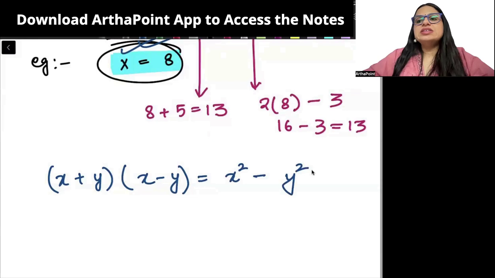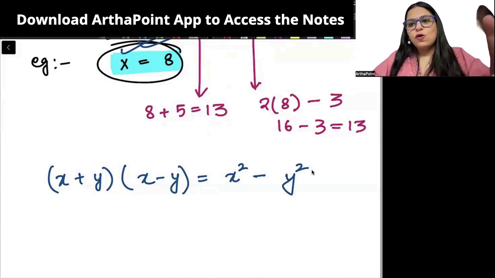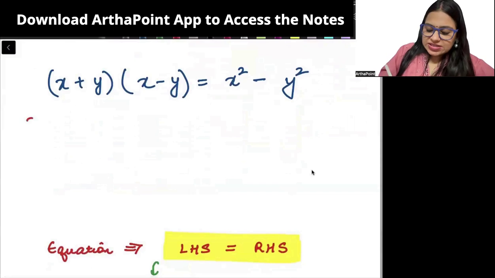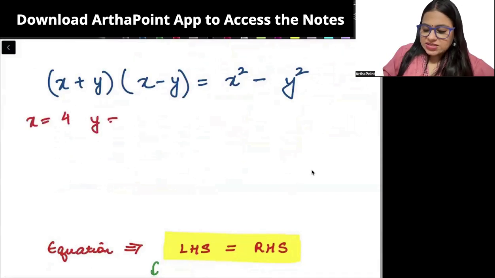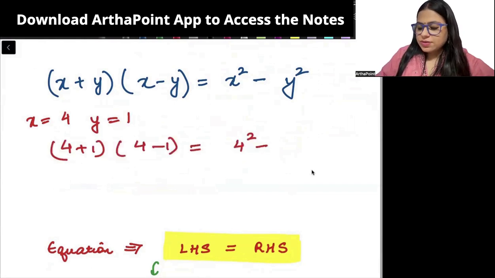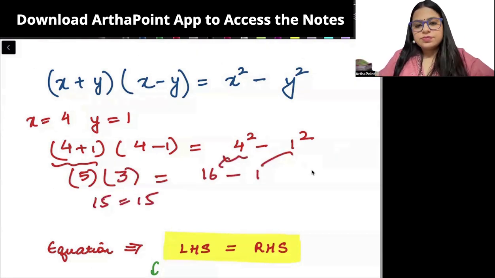x square minus y square, तो ये हमेशा ट्रू है. You put any value of x, you put any value of y, this is always true. Take an example बेटा. जैसे I will put x as 4, y as 1. तो 4 plus 1, 4 minus 1 equal to 4 square minus 1 square. ये हो जाएगा 5 into 3, 16 minus 1, 15 equal to 15.